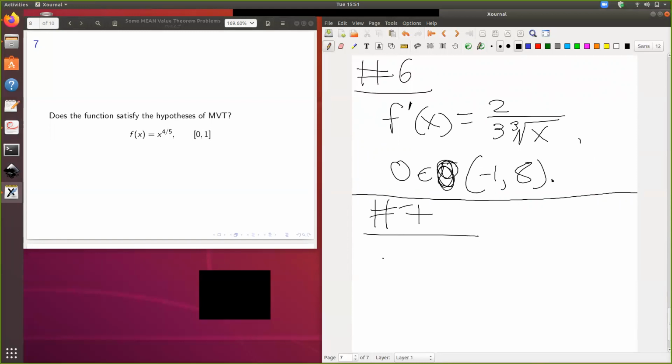We'll take a quick derivative, just some power rule nonsense right here. 4/5 over the quintic root of x. I believe that's the quintic root. However, check this out. In the MVT, we only care about the open interval from 0 to 1. So 0 is not in there. We have no problems. We can apply the mean value theorem here.